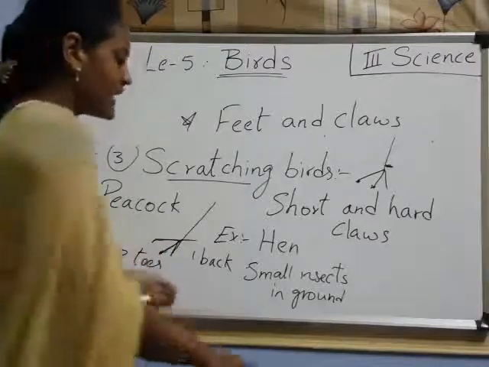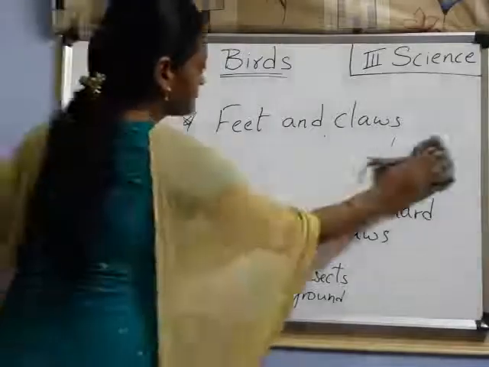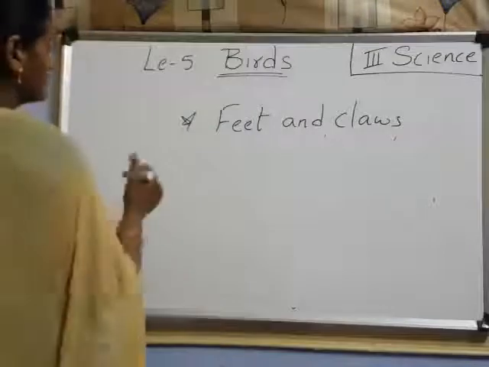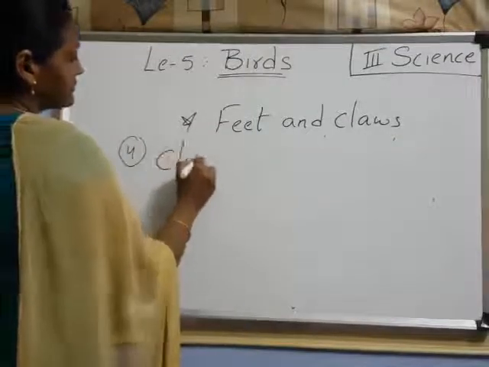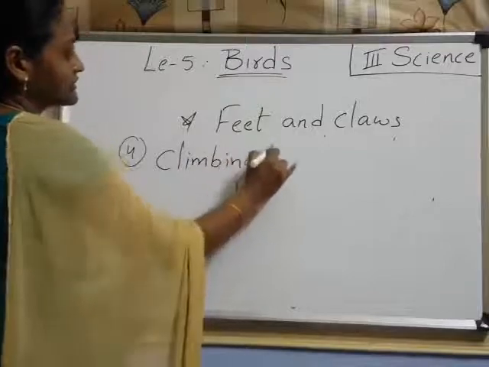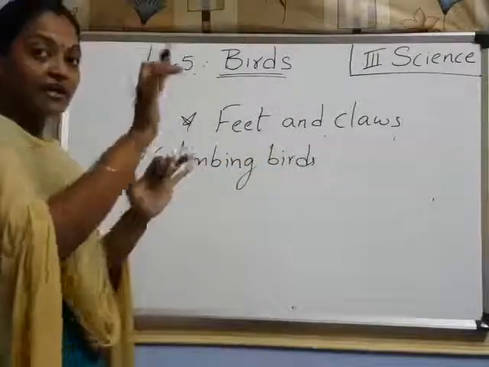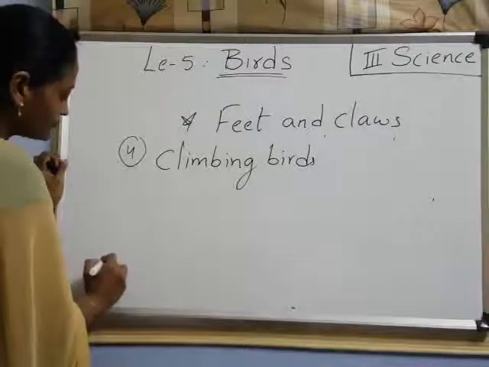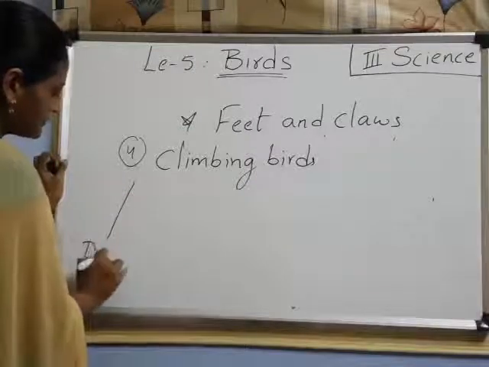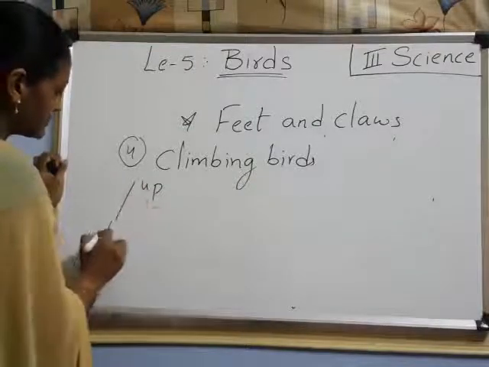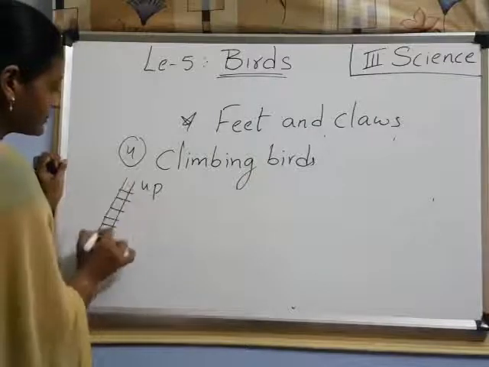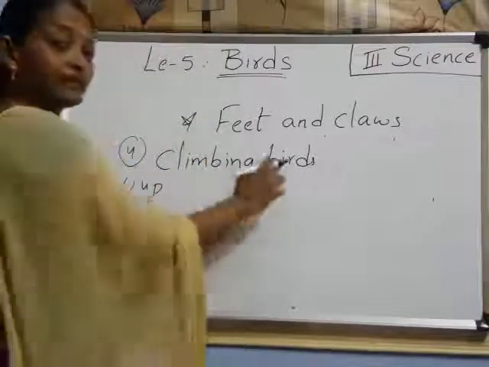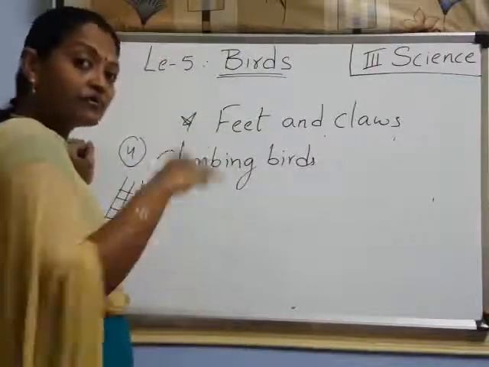Understood? Next, coming to another type, the fourth type is climbing birds. What is the fourth type? Climbing. You know the meaning, right? Climbing means they are climbing the ladder, from down to up. This is down, this is up. We are using a ladder to climb, isn't it? Climb means moving up. So climbing birds move from down to up on a tree.